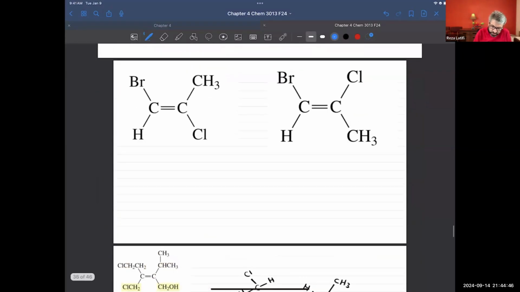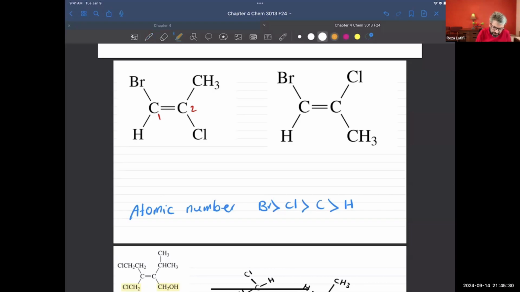For example, say this is going to be carbon number 1, and that's going to be carbon number 2. Of course, that's going to be carbon number 3. On carbon number 1, we have a bromine and hydrogen, and I want to choose which one is going to have higher priority. Go with the atomic number. I'm going to say the atomic number of bromine is higher than chlorine, and chlorine is higher than carbon, and carbon is higher than hydrogen. So between bromine and hydrogen, bromine is going to get the first priority.